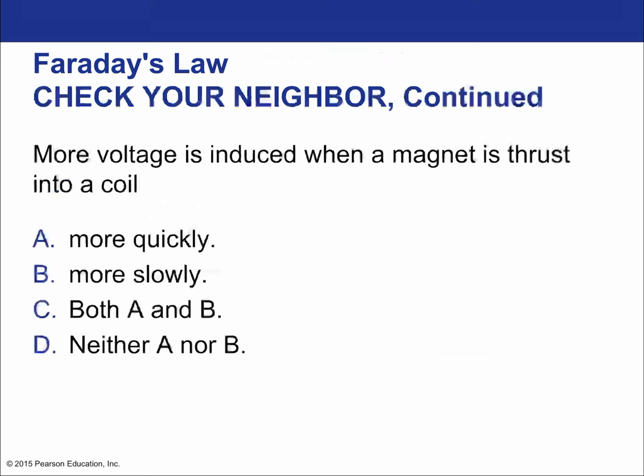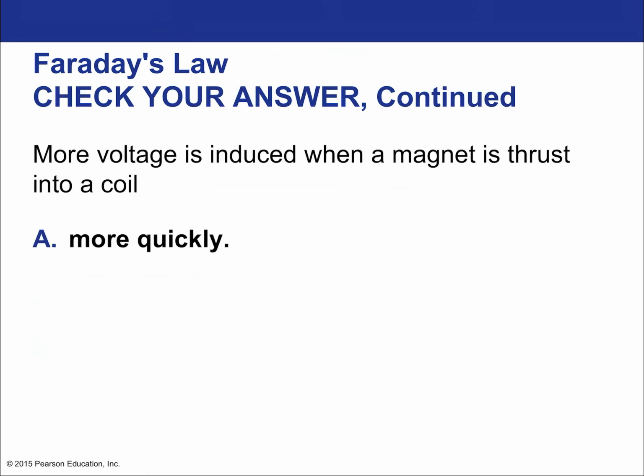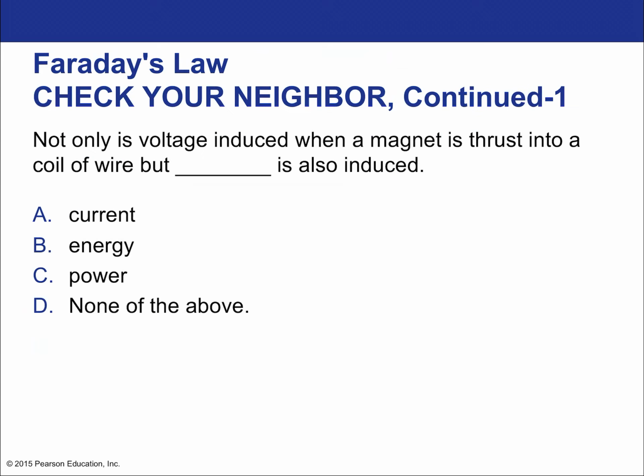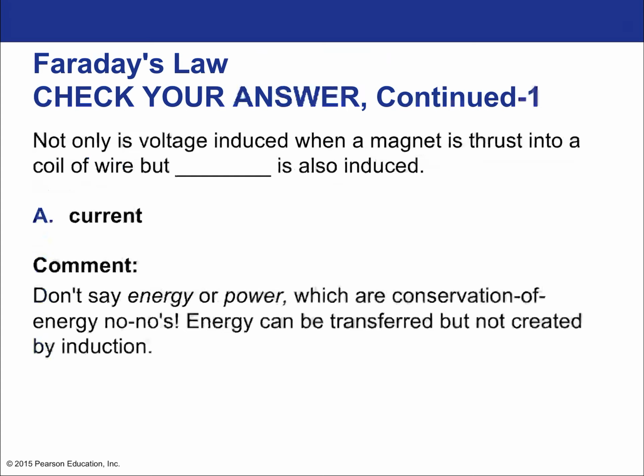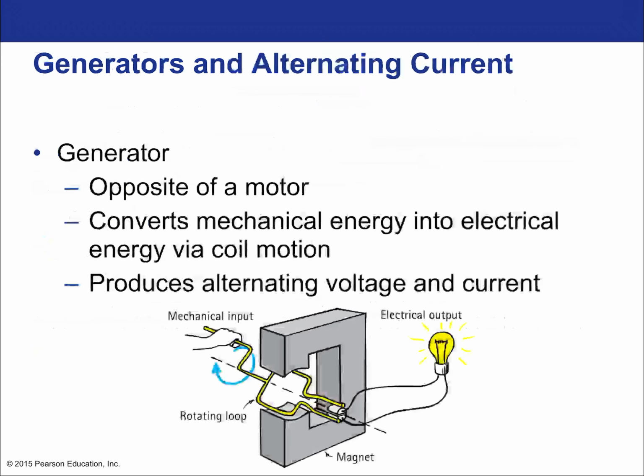Okay, so more about Faraday's law. More voltage is induced when a magnet is thrust into a coil. Okay, you know this if you've been paying attention, more quickly, right? The faster the change, the greater the voltage, okay? So not only is voltage induced when a magnet is thrust into a coil of wire, but what else? Think Ohm's law here. Current, all right? So it's definitely not energy or power because you can't create energy or power, right? There's a transfer of energy, but there's not a creation, all right?